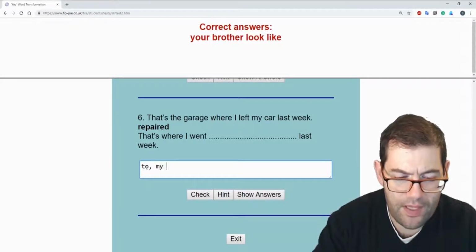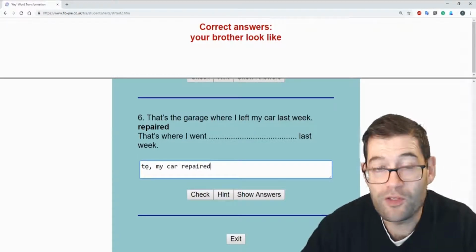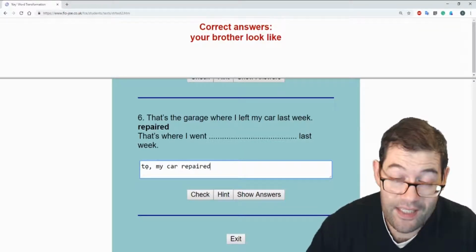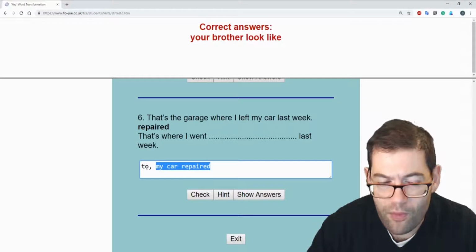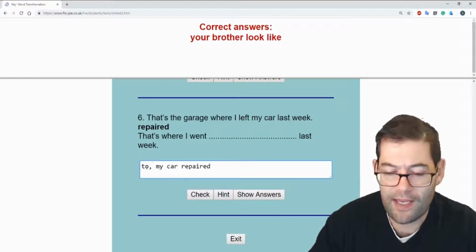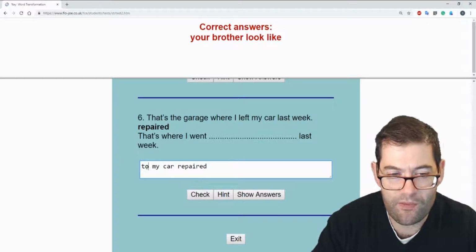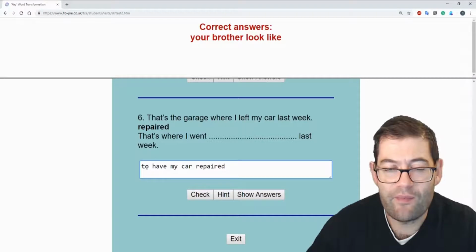So, my car repaired. But of course, that might get you 1 point out of the 2 because it doesn't make any sense, but a part of it is correct. I think my car repaired would get you 1 point by itself. But what we need here is a verb to complete the structure and give us our correct answer. And in this case, we would say to have my car repaired.